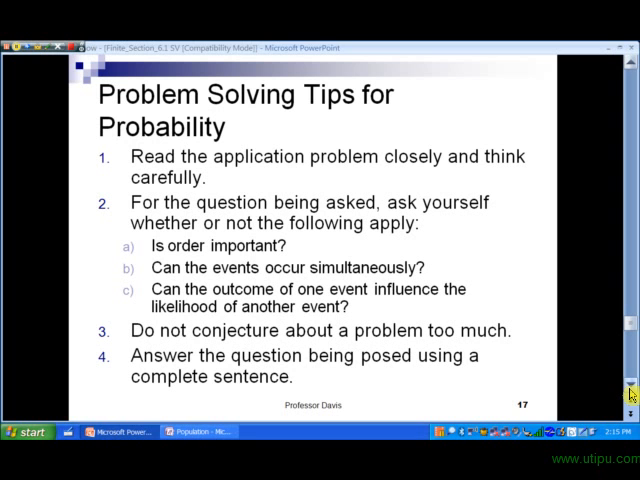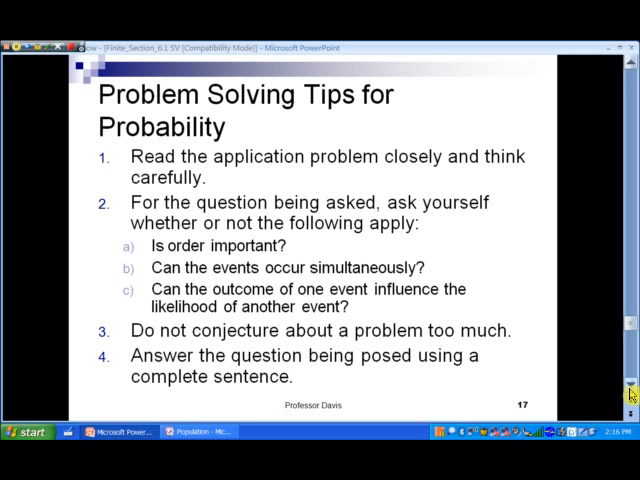Now let me finish up here with some general tips on computing probability, in slide number 17. Make sure to read the problem closely and think carefully about what you're trying to solve. In other words, would the answer be a word, like we did with good, fair, and poor, or would the answer be some kind of number? So ask yourself, what's the answer going to look like? And second tip, for the question being asked, ask yourself whether or not the following three apply. Is order important? Is there a ranking involved?